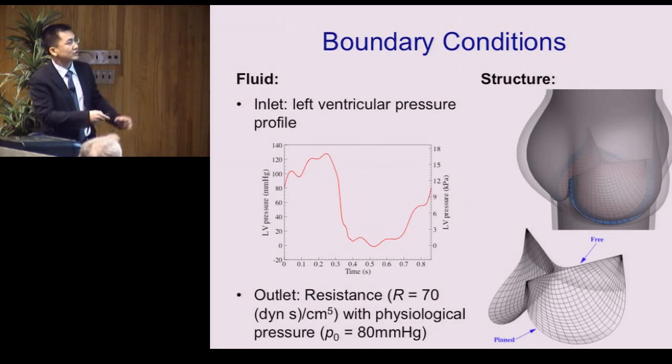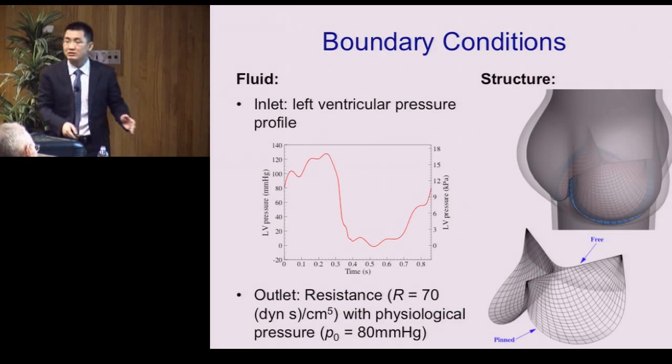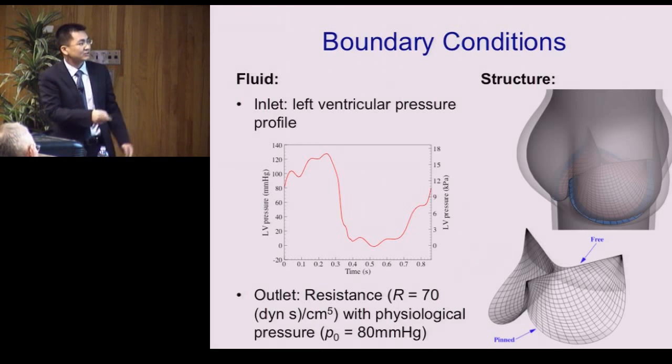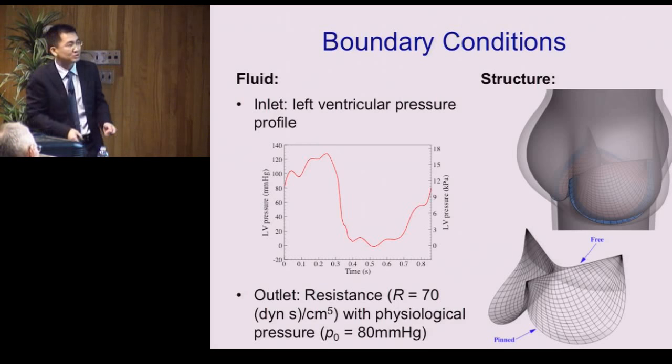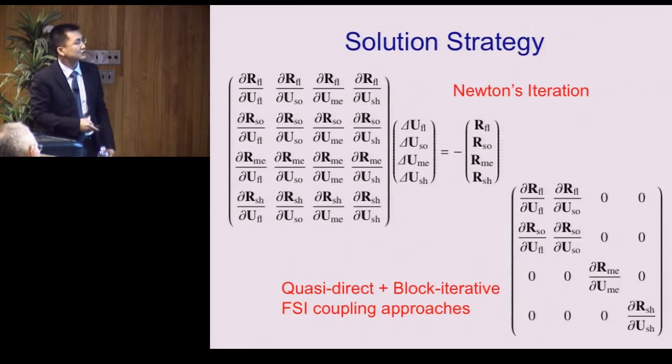You have a pressure boundary condition at the bottom and the top, resistance also at the top, and this leaflet right now is only modeled as a hyperelastic material. We use Neo-Hookean material, so it's a linear stress-strain relationship. It's not really a biomaterial. That's one thing we are improving right now. But we just want to see what's the effect of the fluid structure interaction.